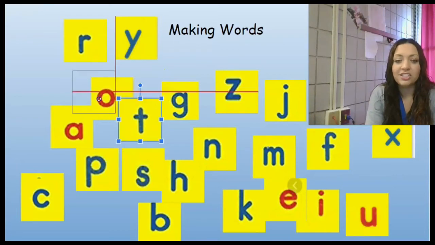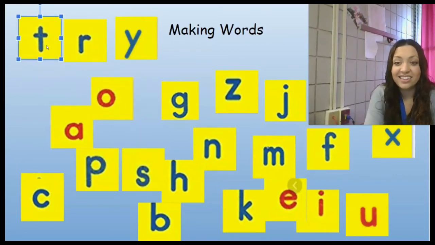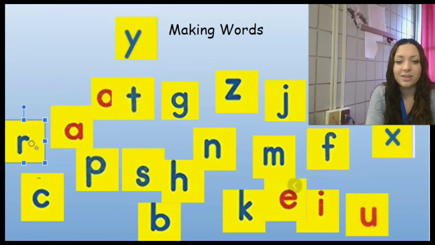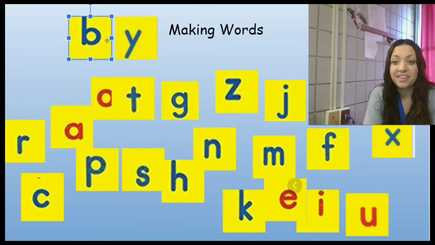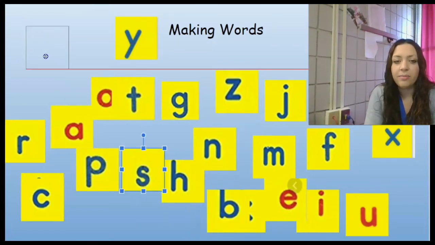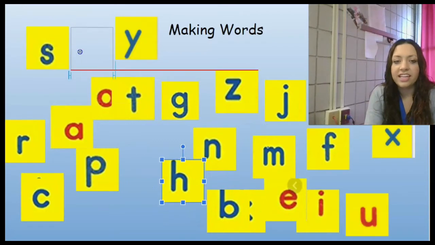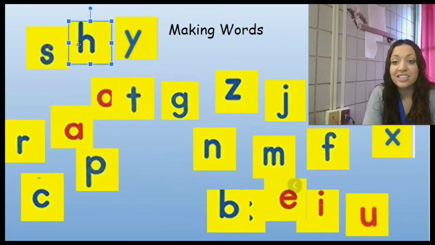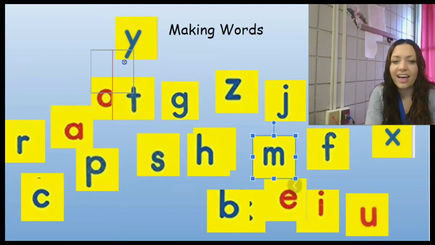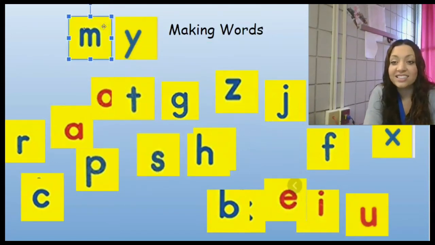What if I change it to the blend TR? Try. Very good. And this is one of our sight words, so you might just know it. What if I put a B in front of it? Buy. Good job. And then what if I move digraph SH in front of it? Now it's shy. Very good. What if I add an M in front of it? Now it's my. Very good.